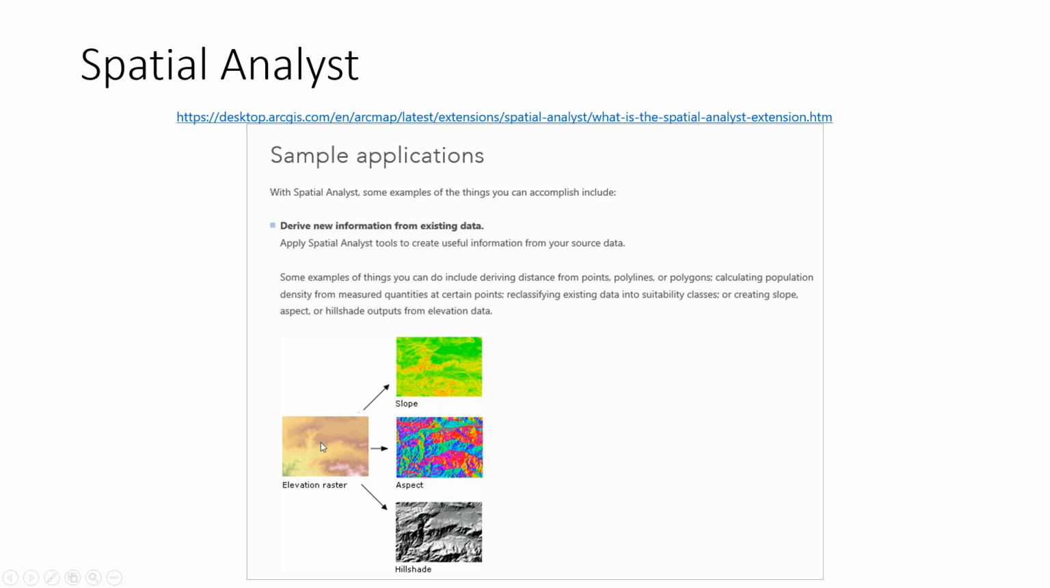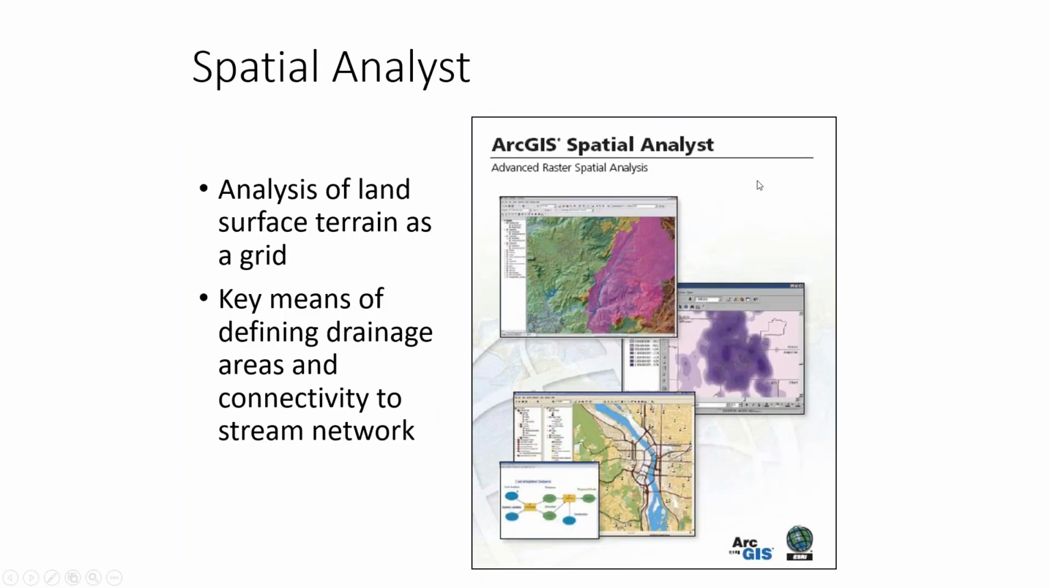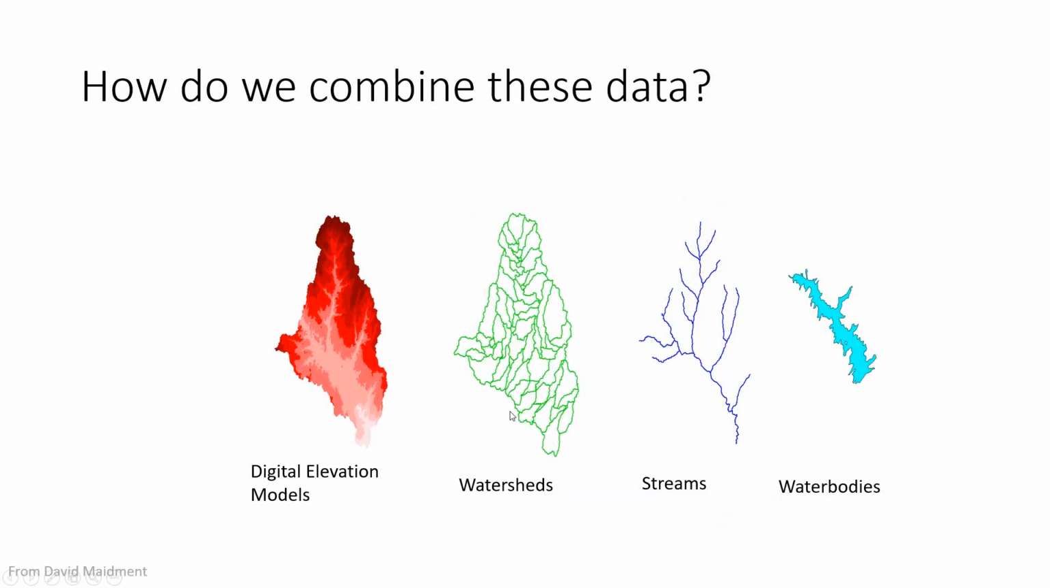And it's often been wonderful to me how you can start with what I think of as fairly dumb elevation data, height values on a square grid, and then you can calculate where the water would move. You can calculate things like the slope and the flow directions, and you can delineate watersheds. You end up with quite a rich data structure that allows you to analyze hydrologic properties of the area that you're interested in. So Spatial Analyst enables analysis of the land surface terrain as a grid, and it's useful for defining drainage areas, connectivity to the stream network, and many other things.